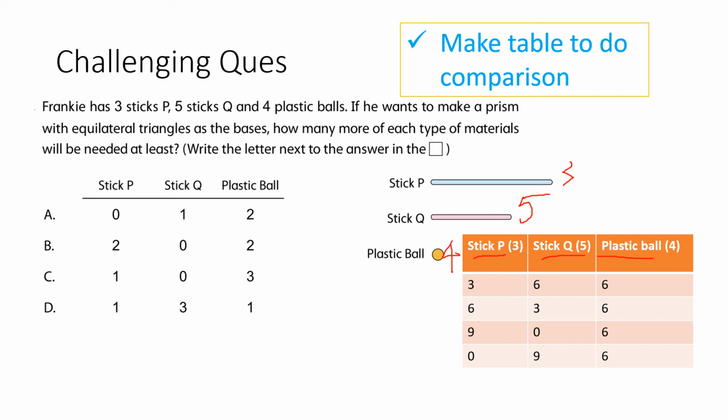So let's think about the first case. The first case, if I make use of stick Q as the basis, so the shorter one, stick Q, the pink one, as the base. So I need 6 stick Q. And I need another 3 stick P for the vertical ones. So for the number of plastic balls, there are 6. So this is case 1.